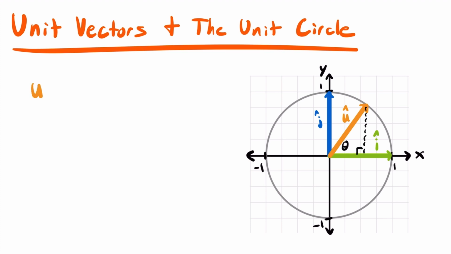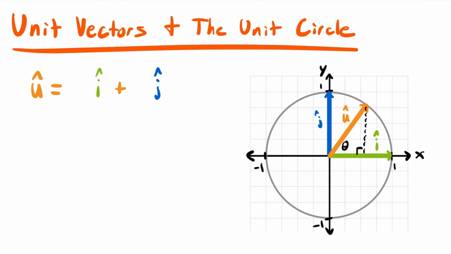All right, so here's what I mean by that. If we want to define this vector u, that's going to be equal to some x component multiplied by the standard unit vector for the x direction, and then we'll be adding that to some y component multiplied by the standard unit vector in the y direction. But what are those coefficients of those standard unit vectors going to be? What are those x and y components?